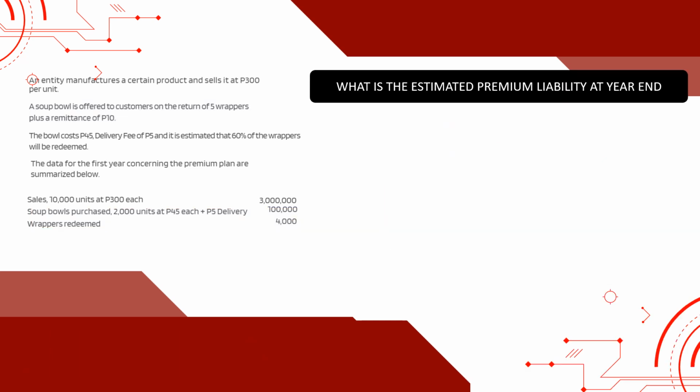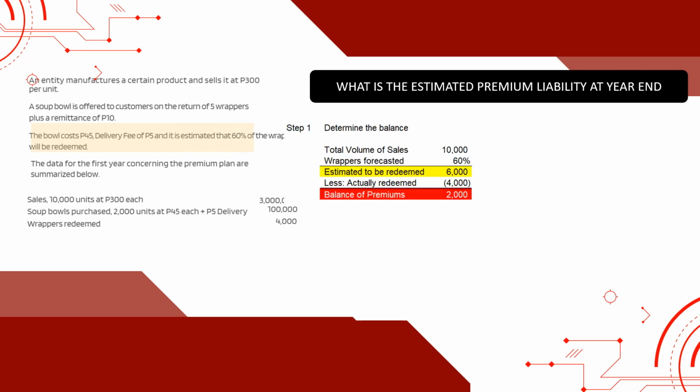And then the last step is to make the estimated premium liability. How you solve for the estimated premium liability is as follows. Step 1 is you determine the balance. What do I mean by balance? As the name suggests, you always start with an estimate. The estimate here is that of the total volume of sales, which is around 10,000, the initial estimate is that 60% will claim. So the estimated to be claimed is around 6,000 wrappers, right? That's the initial estimate.